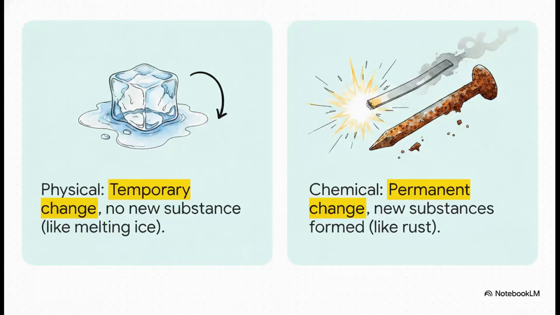Before we get into the really complicated reactions, we kind of need to establish the ground rules, the difference between what stays the same and what permanently transforms. Think about a physical change for a second. If you melt an ice cube or tear a piece of paper, you haven't actually created a new substance. You can always freeze that water right back into ice. It's temporary. But contrast that with a chemical change. When iron rusts, or say you burn a strip of magnesium ribbon, you're creating entirely new substances with entirely different properties. A physical change is really just a temporary disguise, while a chemical change, that's a permanent transformation.